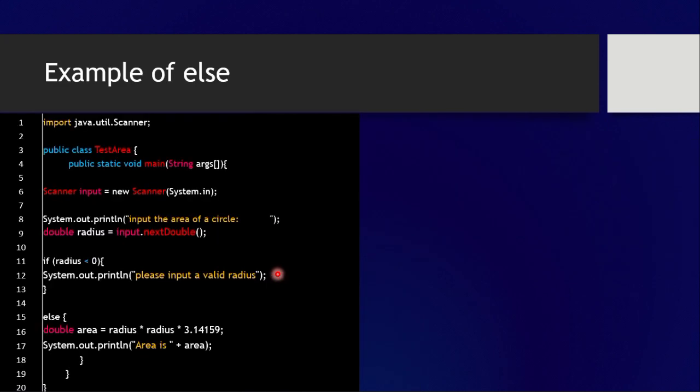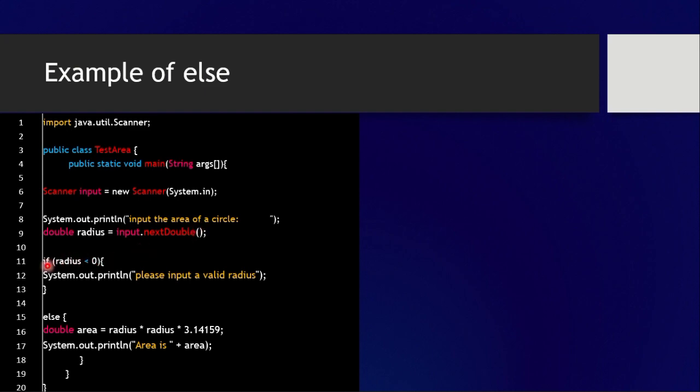Let's try another example, but this time we use else as our benefactor here. So we've got test area, testing the area of a circle. We import our scanner and we input Java, the scanner, and everything there. And then here we prompt the user for input and say input the area of a circle, right? And then we declare our radius as a double and we say input the next double, like that there.